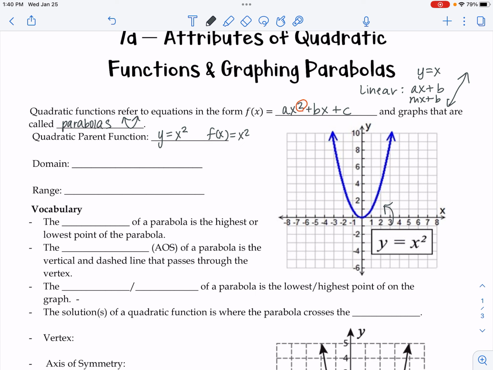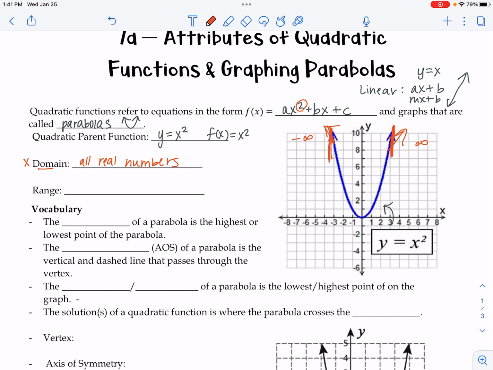Okay, and so some key attributes that we're going to bring back from Unit 1 is the domain, which is your x values. Those are the sides of your box if you were to box your function. And because this function is going to break through both sides of our box, it goes on to negative infinity and positive infinity, which we just say all real numbers. Okay, so a quadratic function will always have a domain of all real numbers. You never have to think about it. So it's kind of like a free answer for the test. All real numbers for your domain all the time.